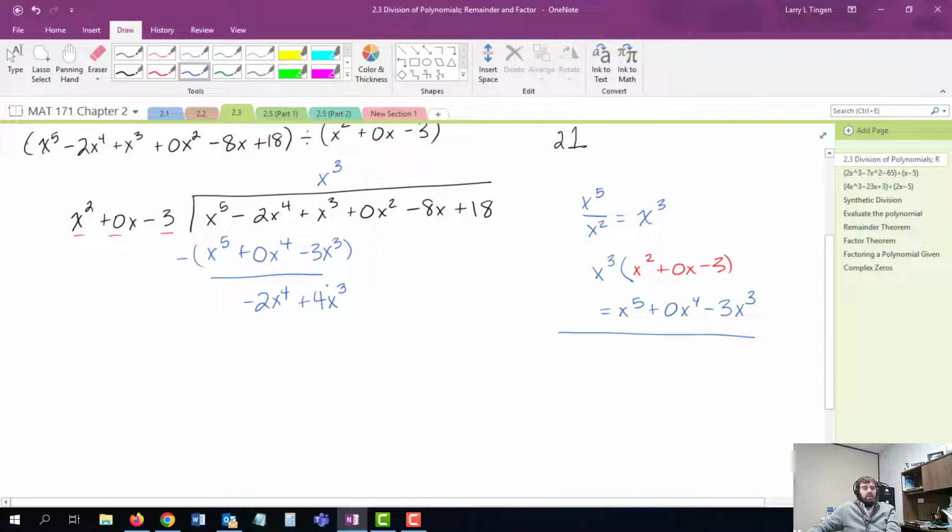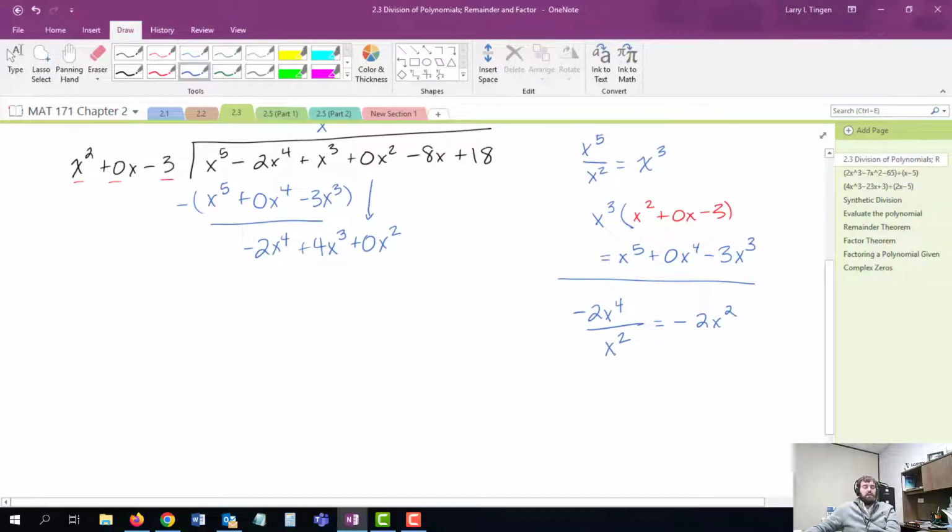And now it is rinse and repeat, and just continue doing it. I've got two terms here. I need a third, so I bring down the x squared term, even though it's a 0. And now what do I do? I do the same step I did before. Here's the new leading term, negative 2x to the fourth. I divide it by the leading term of the divisor, which is x squared. And I find out that the division gives me negative 2x squared.